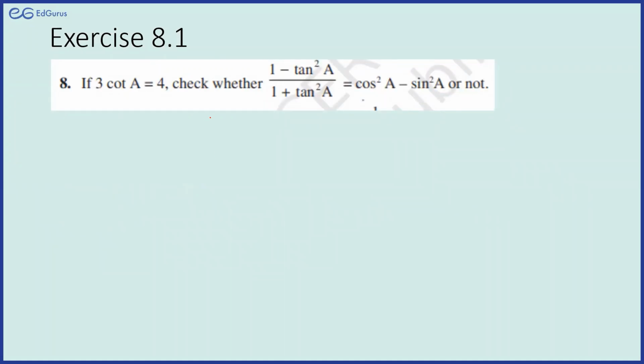Okay. If 3 cot A equal to 4, check whether this is equal to this or not. So same thing जो अभी किया था, right? You are given 3 cot A equal to 4, so this means cot A is equal to 4 by 3, right? And now you have two sides ratio given to you. You find the third side, and you will be able to substitute on the left side and substitute on the right side and see if the two values are equal. Okay? Yes, ma'am. I can find it. Okay.